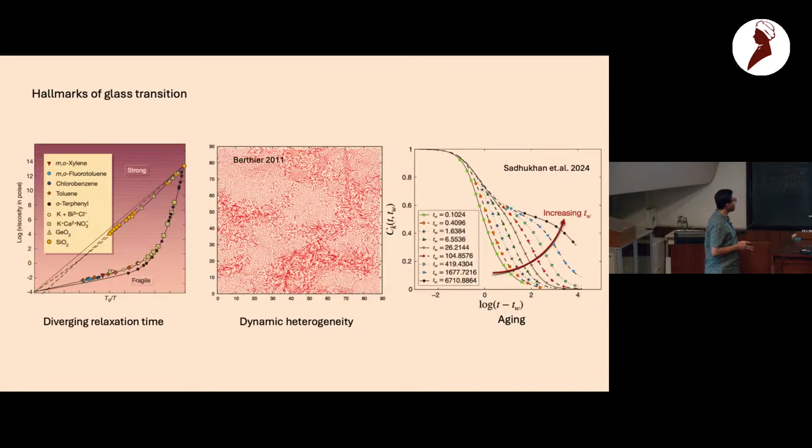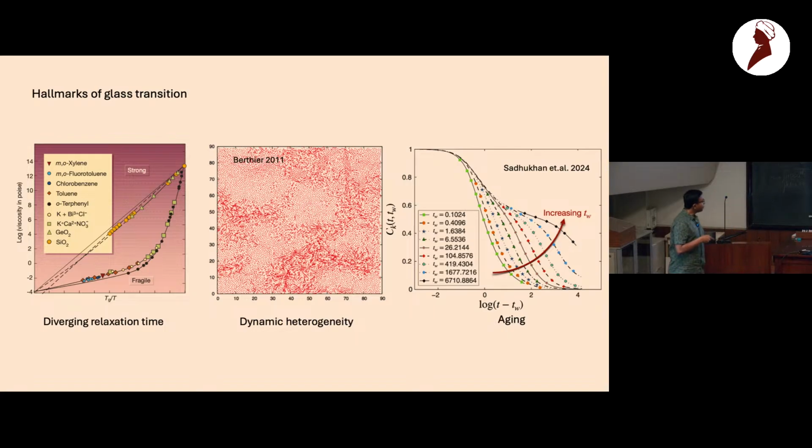And over the years, people have found some hallmarks of this glass transition. And one of them is diverging relaxation time. The relaxation time diverges by orders of magnitude, like 12 or 14 orders of magnitude, for a change of temperature by a factor of 2 or 3. There is dynamic heterogeneity, which means that you have coexisting regions of fast-moving and slow-moving regions. And also, you have something called aging, which means that some measurable dynamical property of the system actually depends on when you measure it. So these are not independent of the origin of measurement, okay?